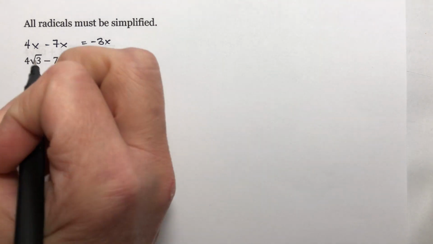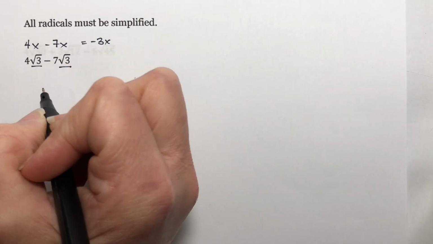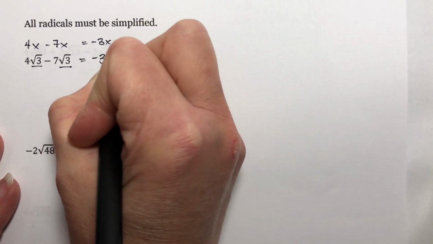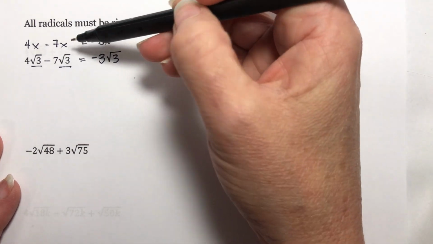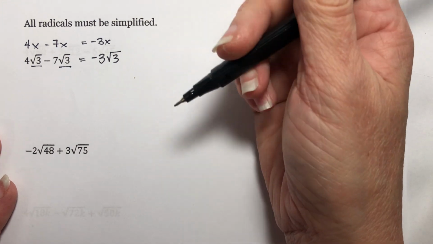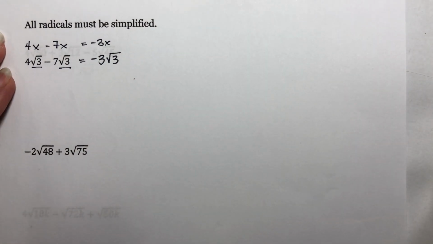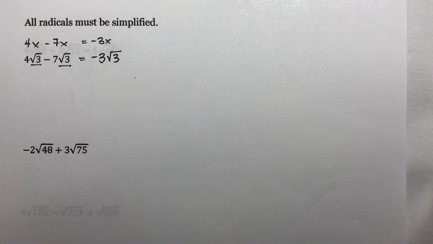The same thing happens here. I keep this square root of 3, and I combine the numbers in front. 4 minus 7 is negative 3, and then I have that square root of 3. You should be able to see that it's the same pattern. It's just in this case, we happen to know what our x value is. That's the only difference. Okay, so this is the basic idea. This is the new part, okay? The rest of this is remembering how to simplify and then doing this step if possible.